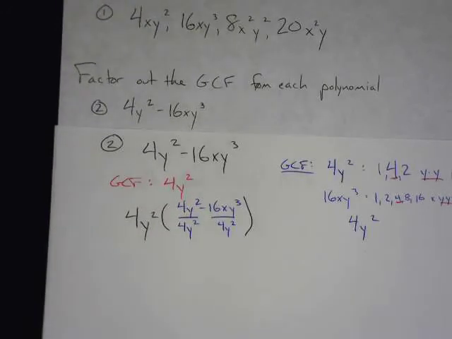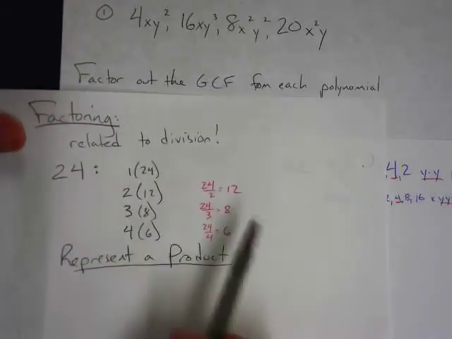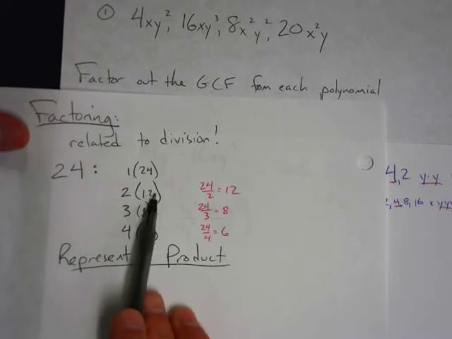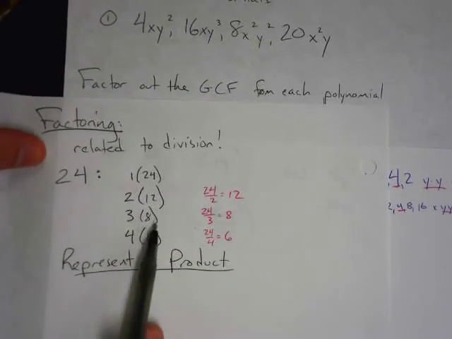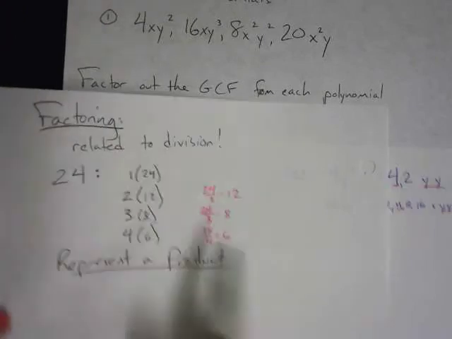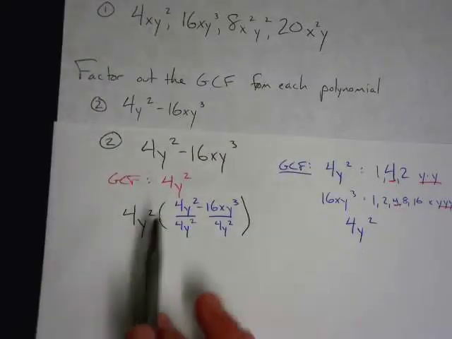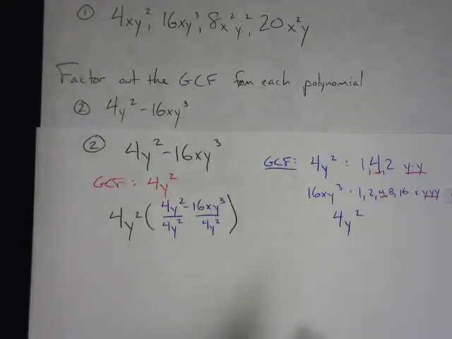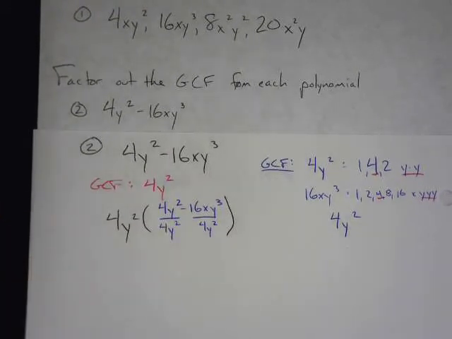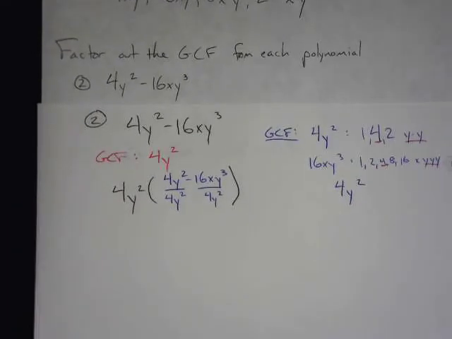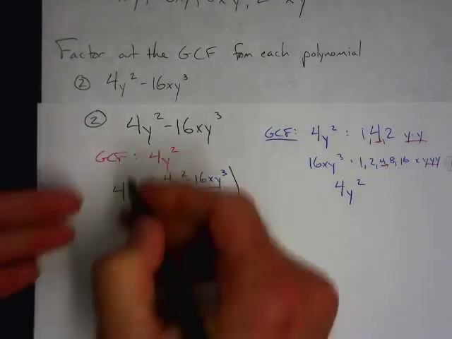The same exact way we did this, right? 2 times 12, well, where did 12 come from? 24 divided by 2. 3 times 8, where did 8 come from? 24 divided by 3. So it's going to be 4y squared times a thing. Where does that thing come from? This initial expression divided by our GCF. All we have to do now is simplify, using laws of exponents and all that other stuff we had learned. So all our previous material comes into play.